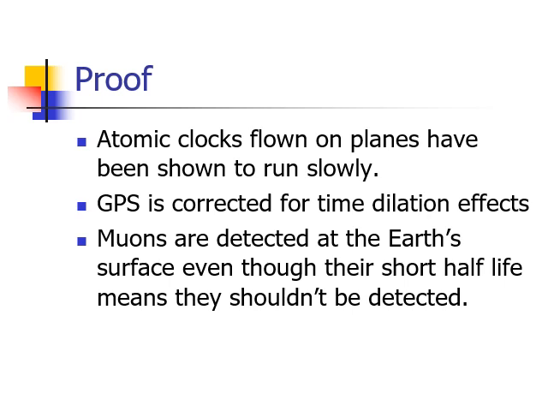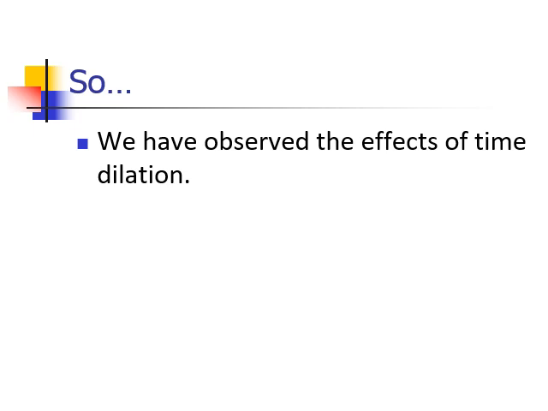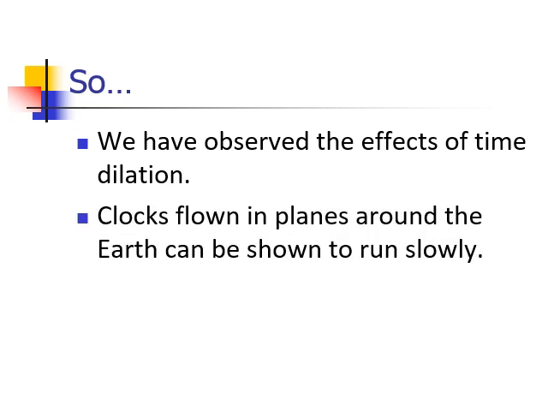Other evidence is subatomic particles, muons, that are detected at the Earth's surface, even though they shouldn't be, because they should only exist for a short amount of time. But because they're going very fast, time dilates for them and runs slower, so we can actually detect them on the surface of the Earth. We'll have more details about these as well. So we have observed the effects of time dilation. We have flown clocks in planes, and we can show that they run more slowly when they are in the plane.